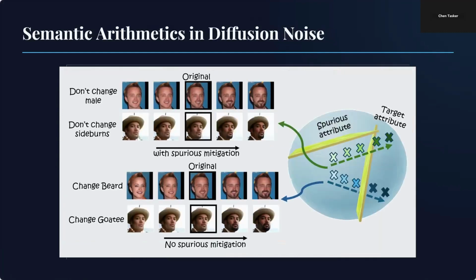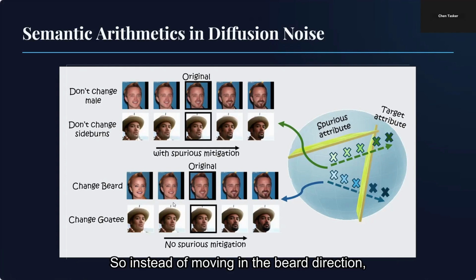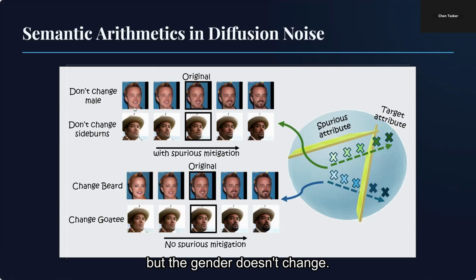Now, because this space is linear, we can also perform semantic arithmetic. For example, if we take this image of a male with a beard, and we try to remove the beard, the gender also changes from male to female. This is because the beard direction and the gender direction are not orthogonal, they align. So instead of moving in the beard direction, we can move in the direction that is closest to the beard direction, but is orthogonal to the gender direction. And when we do this, we can see that the beard disappears, but the gender doesn't change.